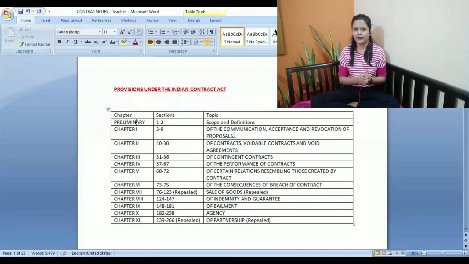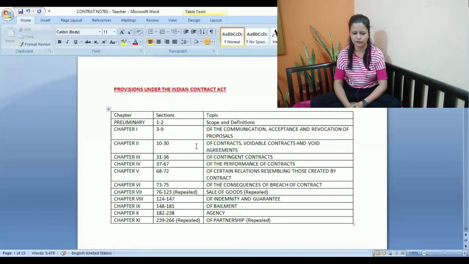After the preliminary part start the actual chapters, the 11 chapters that we have under the Indian Contract Act. The first chapter contains sections 3 to 9. It talks about communication of proposal, acceptance of proposal, how a proposal can be revoked and all of those provisions. Chapter 2 contains sections 10 to 30. It talks about contracts, voidable contracts, void agreements and all of that.